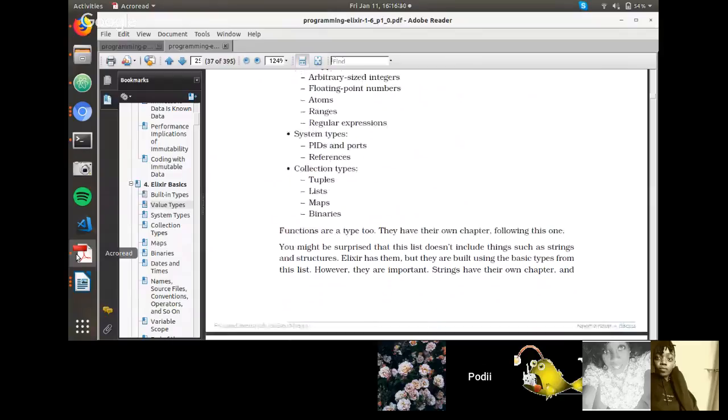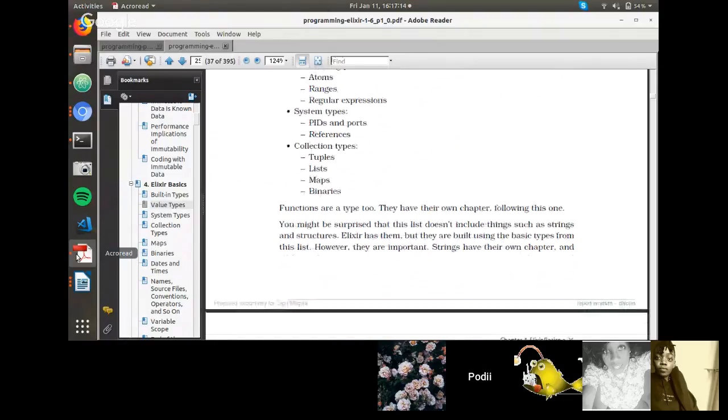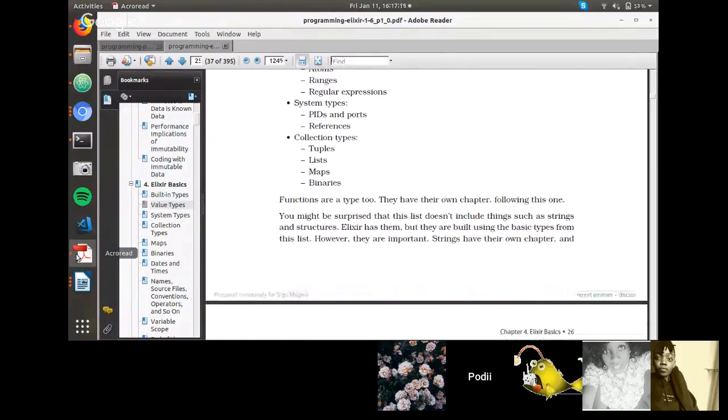So here they're saying functions are types too, and they also have their own chapter. As in, we will talk about them later. So you might be surprised that this list doesn't include things such as strings and structures. So Elixir has them, but they're built using the basic types from this list.